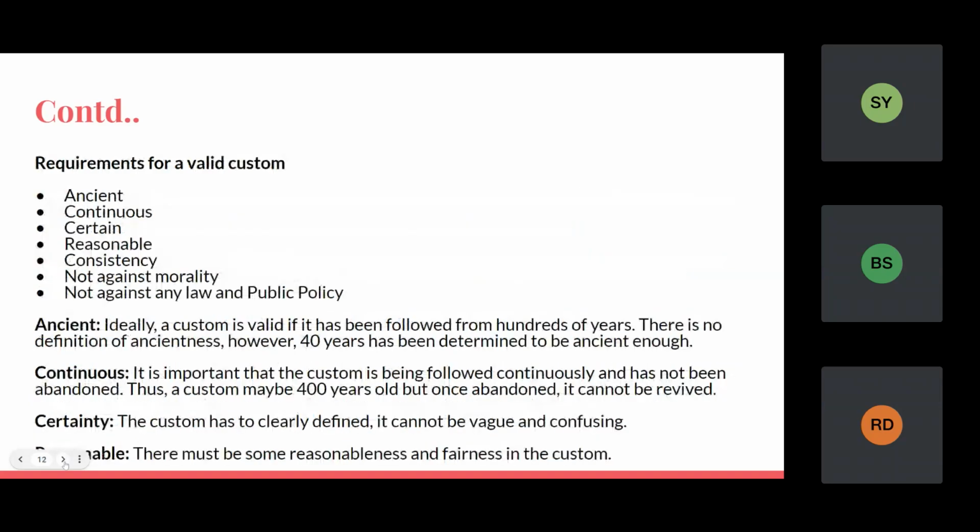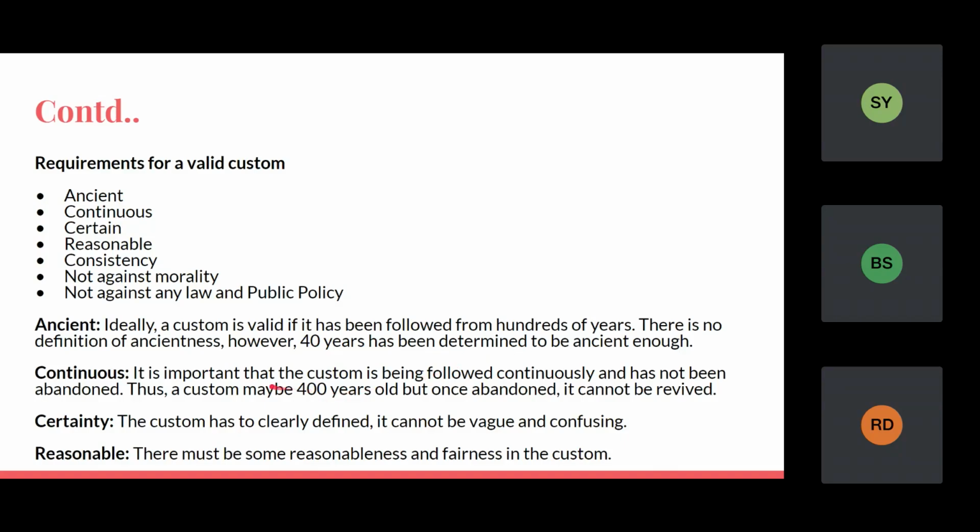So, what are the requirements for a valid custom? We have been seeing what is custom and all of that. So, what actually is a custom supposed to have for it to be called a custom? So, it must be ancient. Ancient in the sense a custom is valid if it has been followed for hundreds of years. There is no definition of ancientness. However, 40 years has been determined to be ancient enough.